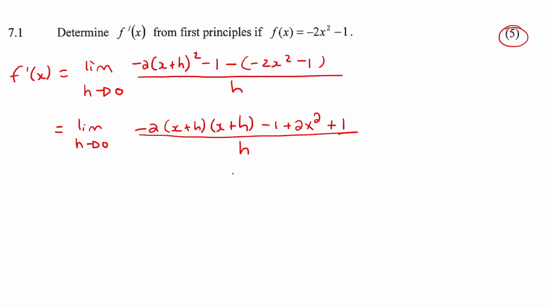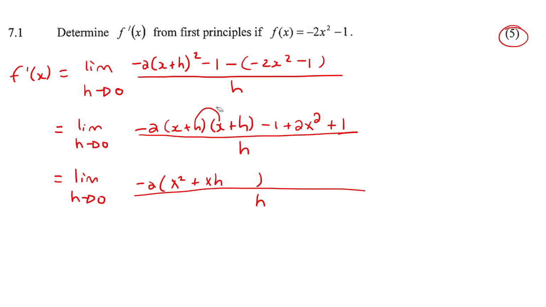Then at the bottom, we've got h. Then we're going to say limit, once again, as h goes to 0. What I'm going to do now, you could multiply this minus 2 into this bracket if you would like. But what I like to do is I first go and do this part. So I keep the answer in a bracket. So it'll be x squared plus xh plus another xh plus h squared minus 1 plus 2x squared plus 1.